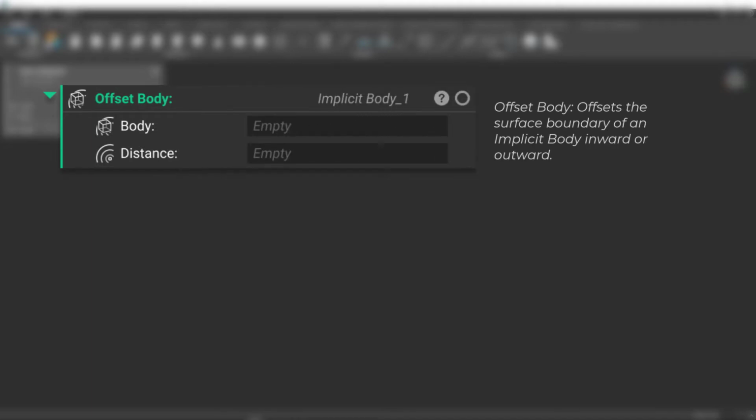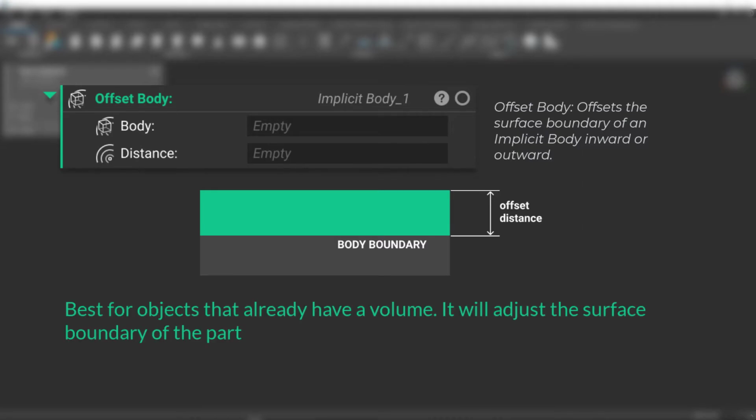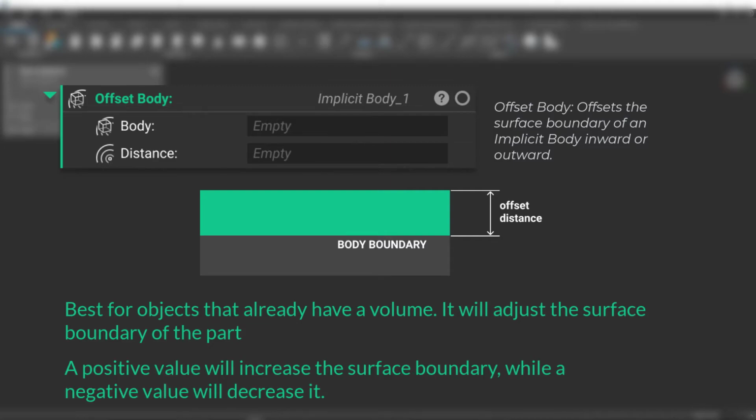Offset body has the inputs of body and distance. Offset body works best for objects that already have a volume. It will adjust the surface boundary of the part. A positive value will increase the surface boundary while a negative value will decrease it.